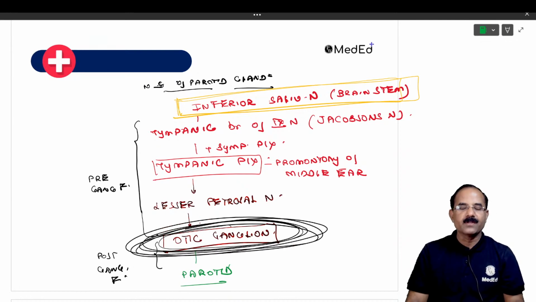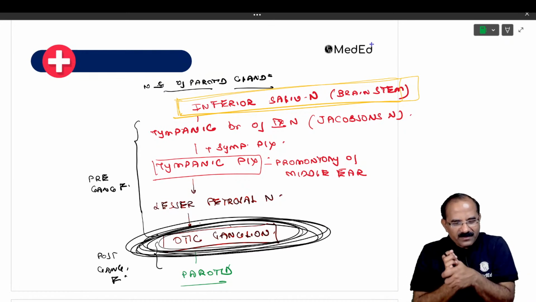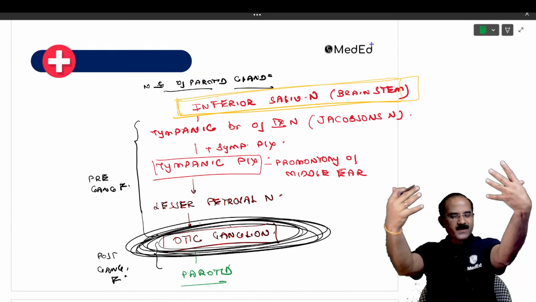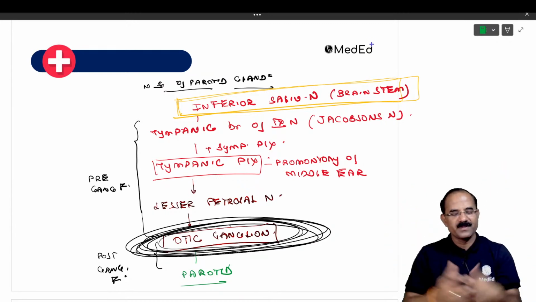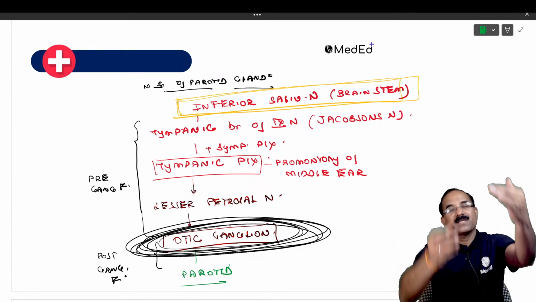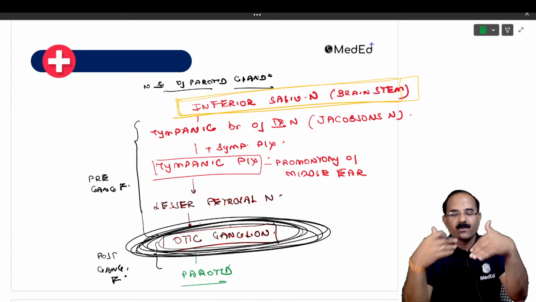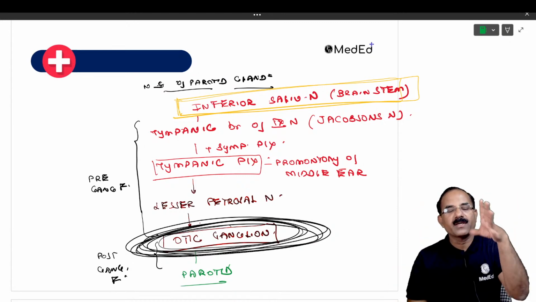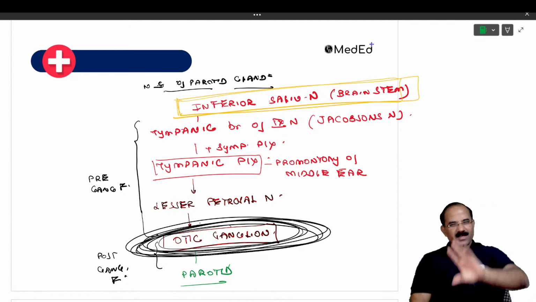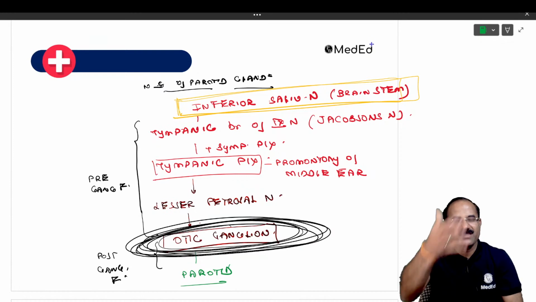Now tell me, what is this relation? The nerve begins from the brainstem, the nerve comes to the ganglion, the nerve releases in the ganglion, and now the fibers go to the parotid gland. What is this relation? Wait, I will tell the rest later, first understand this, it is very important. What is this relation?